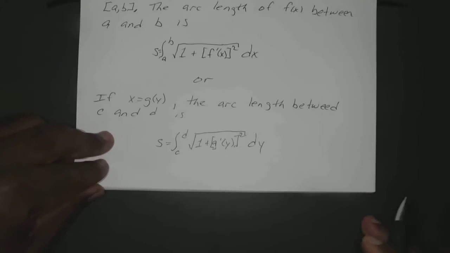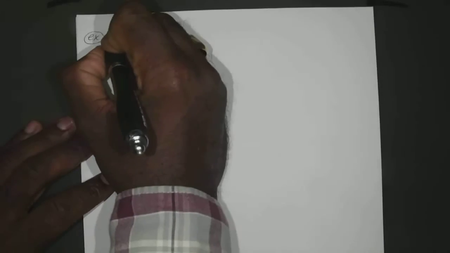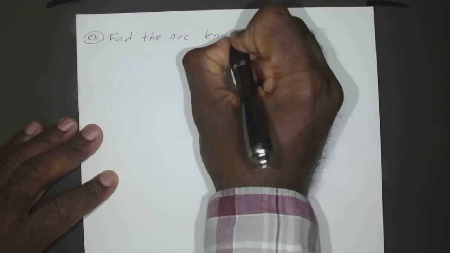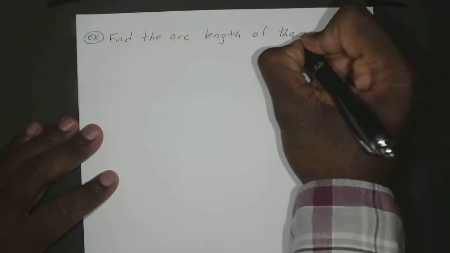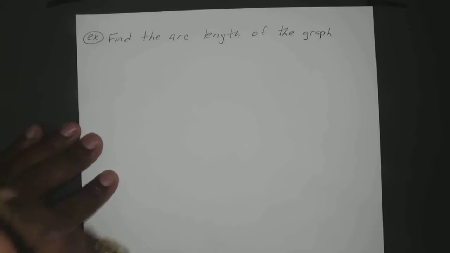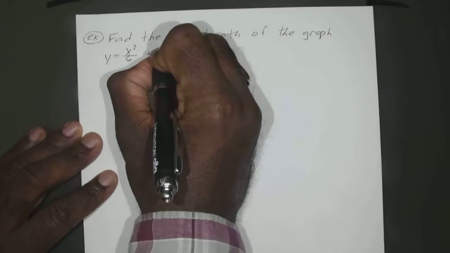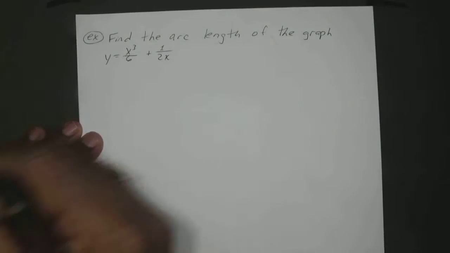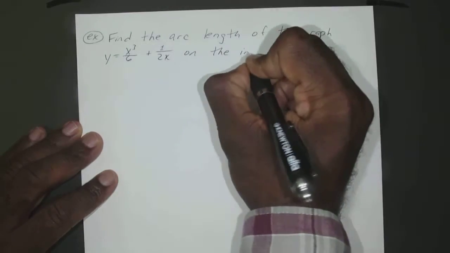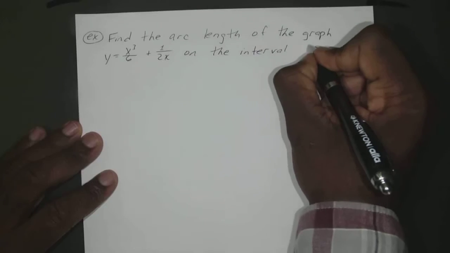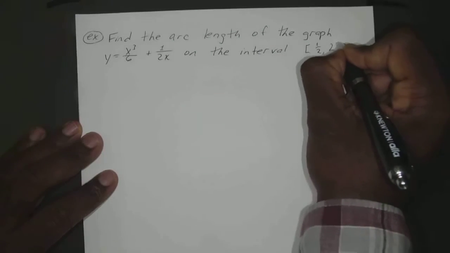Okay, so let's do a quick example. For example, if you want to find the arc length of the graph, say y equals x to the third over 6, plus 1 over 2x, on the interval 1/2 to 2.